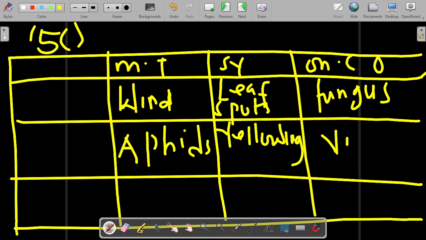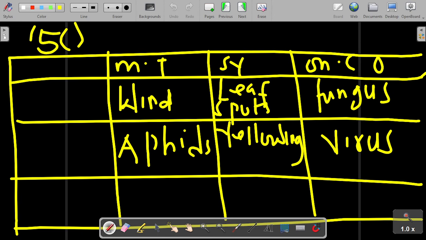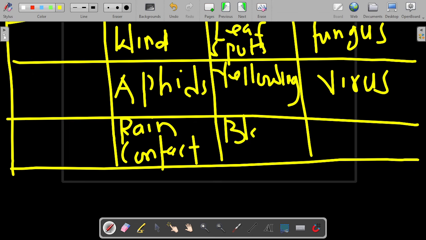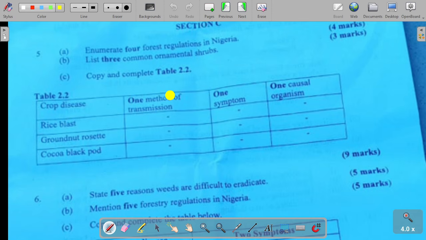Then the virus. Then the last one is coconut black pod. Here we have rain contact. Then next we have black rot. Then we also have fungus. So that is the whole of number 5. That means you are not answering 6.